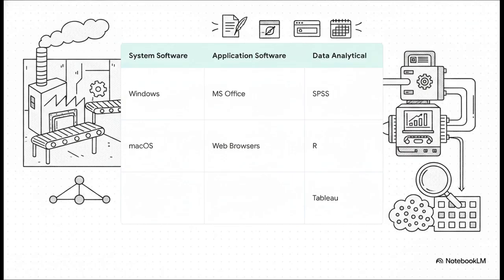Then you step up to application software. These are your everyday tools, like web browsers or Microsoft Office, which handle your daily tasks and help you compose reports, organize data, and manage your schedule. And finally, you've got the heavy machinery, the data analytical software. Programs like SPSS, R, and Tableau. These do the serious statistical heavy lifting, processing massive data sets so you can uncover hidden patterns, accelerate business outcomes, and drive informed decision-making.